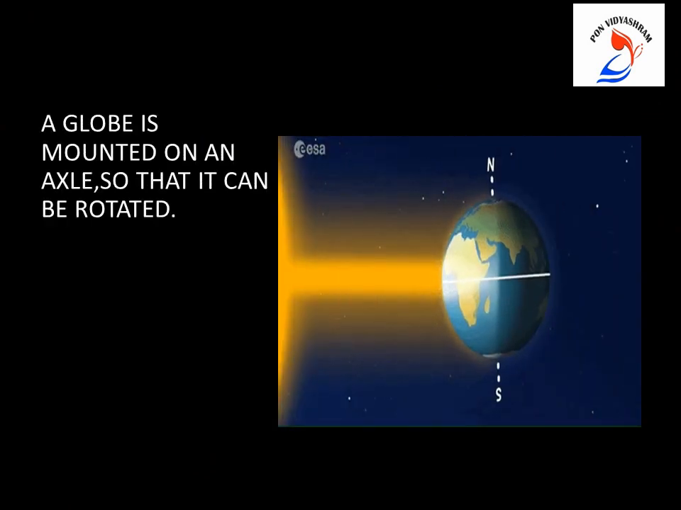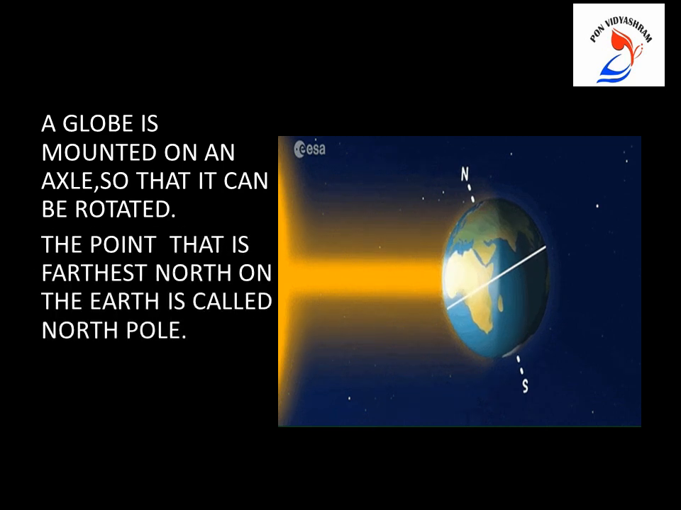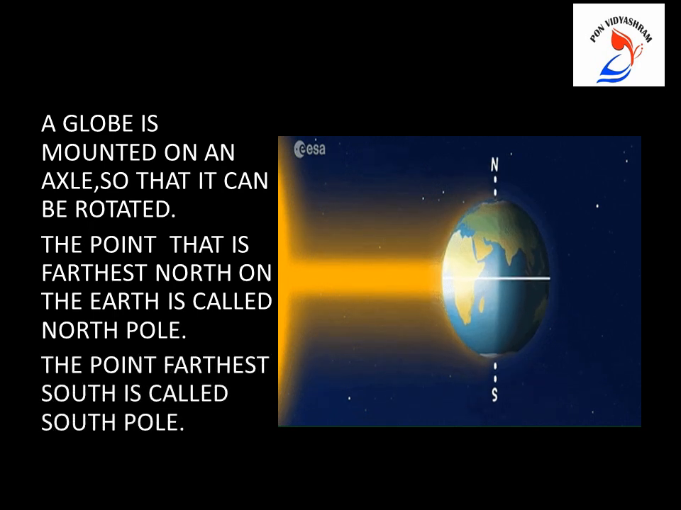A globe is mounted on an axle so that it can be rotated. The point that is farthest north on the earth is called the North Pole. So children, can you see marked N is the North Pole. The point farthest south is called the South Pole. And the place where it is marked as S is the South Pole.